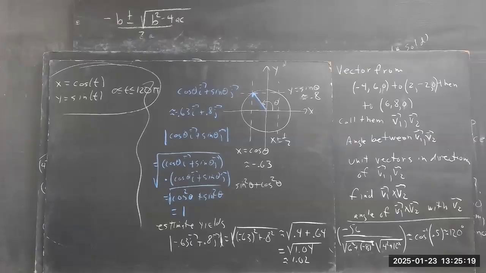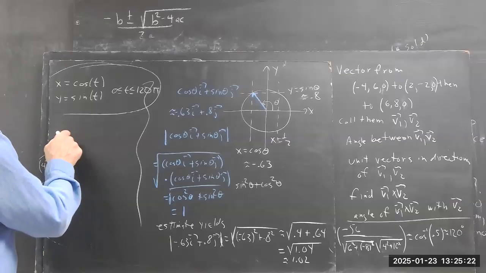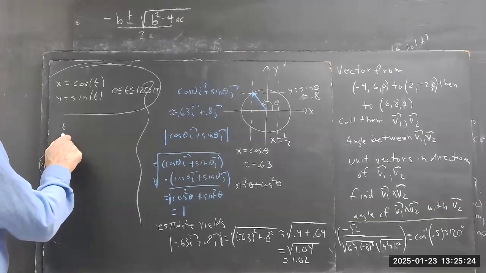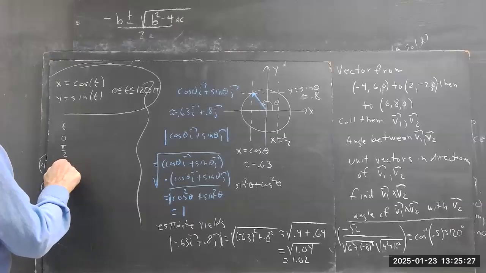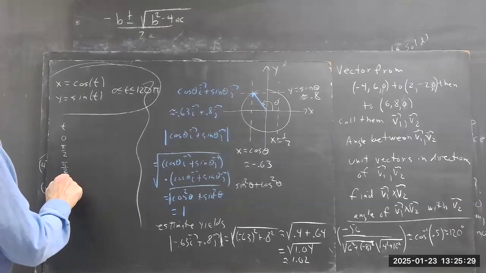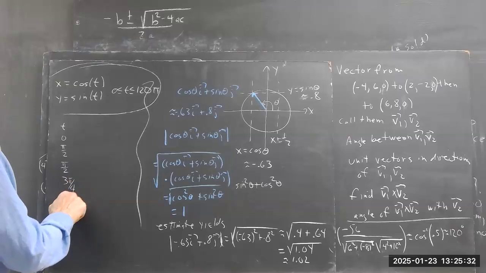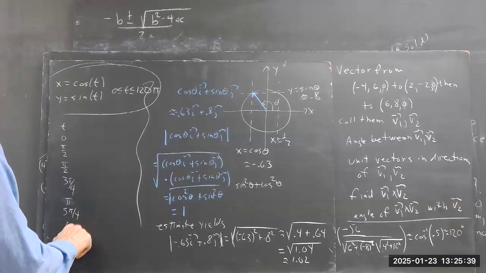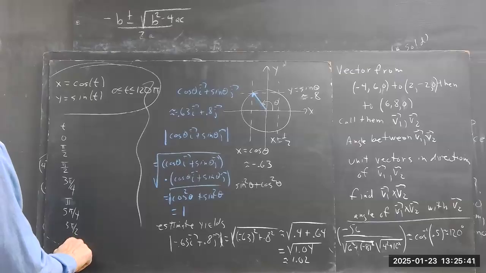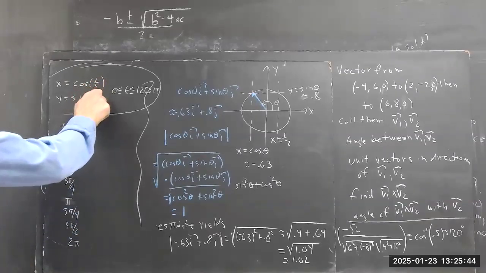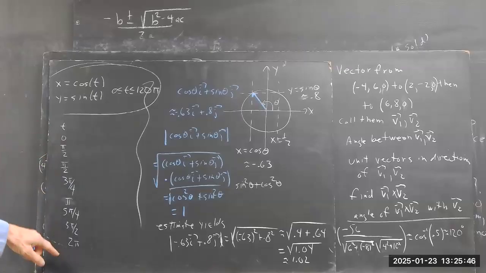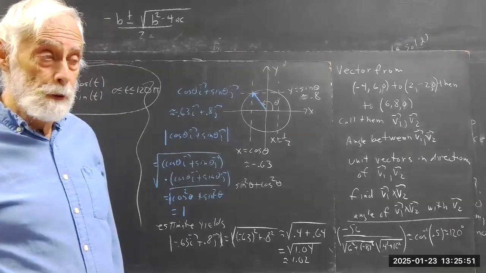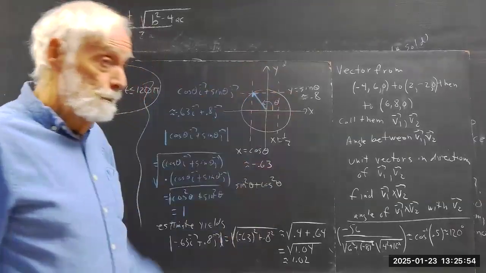Well, you could start by letting t take values, let's say 0, pi over 4, pi over 2, 3 pi over 4, pi, 3 pi over 2, and 2 pi. As you know, with the cosine and the sine, I hope you know, are going to go through a complete cycle. This theta goes from 0 to 2 pi. Theta being measured in radians around the circle. Okay?